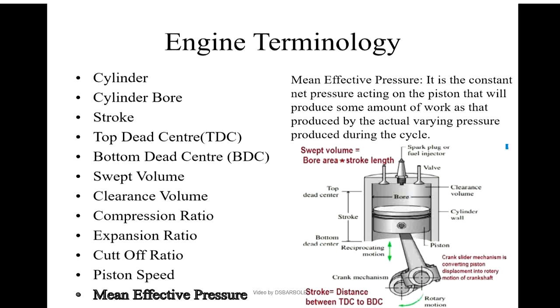Last engine terminology now, mean effective pressure. Yes, what is the meaning of mean effective pressure? It is the constant net pressure acting on the piston that will produce the same amount of work as that produced by the actual varying pressure during the cycle. For simple understanding, you can consider it as the average pressure acting on the piston at any point of time. So this is the mean effective pressure. So these are the engine terminologies.